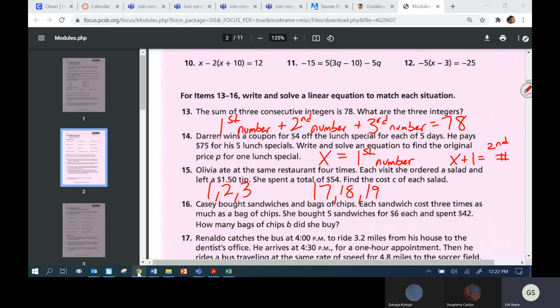Well, what am I going to do to give a third number? I'm going to add 1 again. Now, I don't want to write x plus 1 plus 1. I mean, I could, but I know 1 plus 1 is 2. So I'm just going to write x plus 2. And you could see that here, like 17 plus 2 is 19. 1 plus 2 is 3. So I'm going to write x plus 2 equals my third number. So that's how we would get it down to just 1 variable, but representing 3 different numbers. It's because there was a pattern that we could do that.